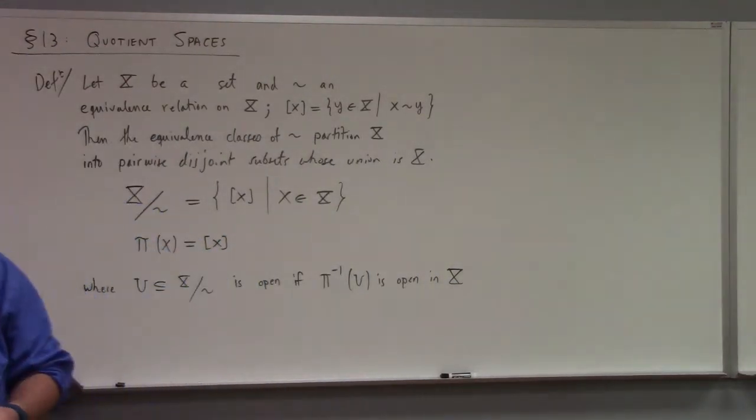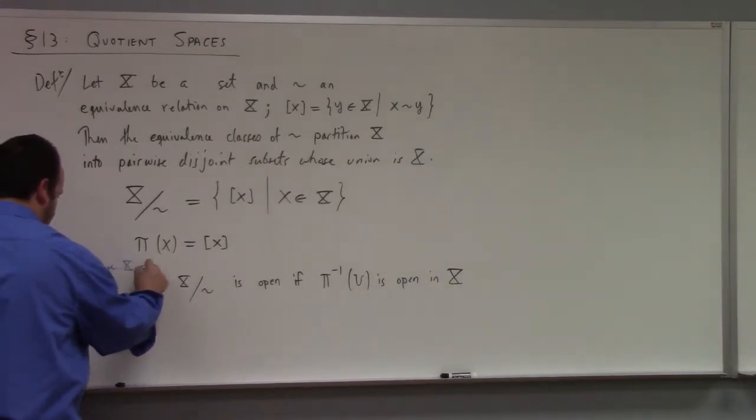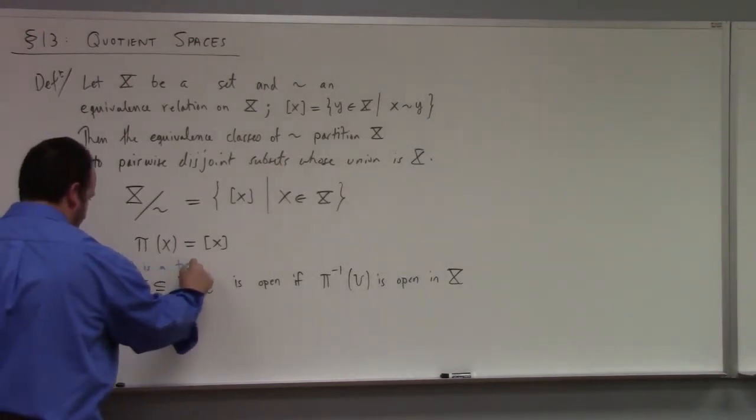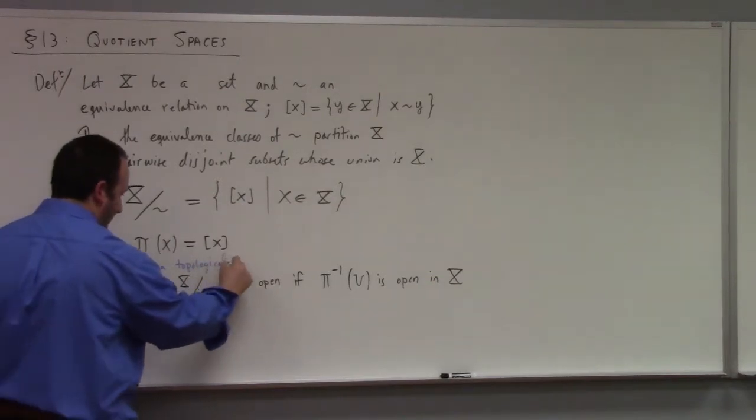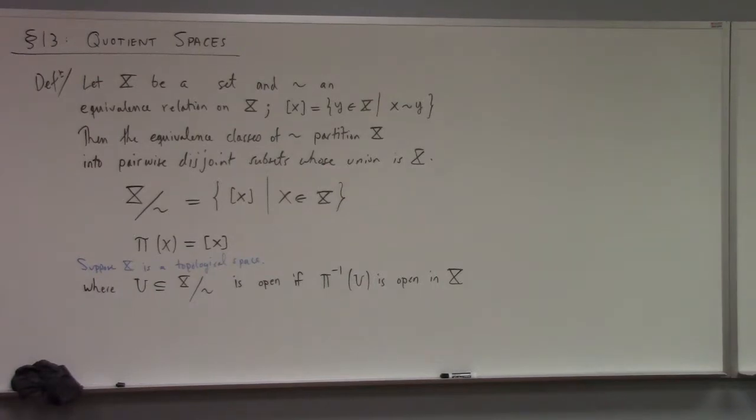So now I've added some more. I started out by just talking about a set and equivalence classes. At this point, I've assumed something else about X: X is a topological space, which means we have a notion of what's open. So this is the definition. In the quotient space, the open sets are those whose inverse image are open in the space that you're folding.